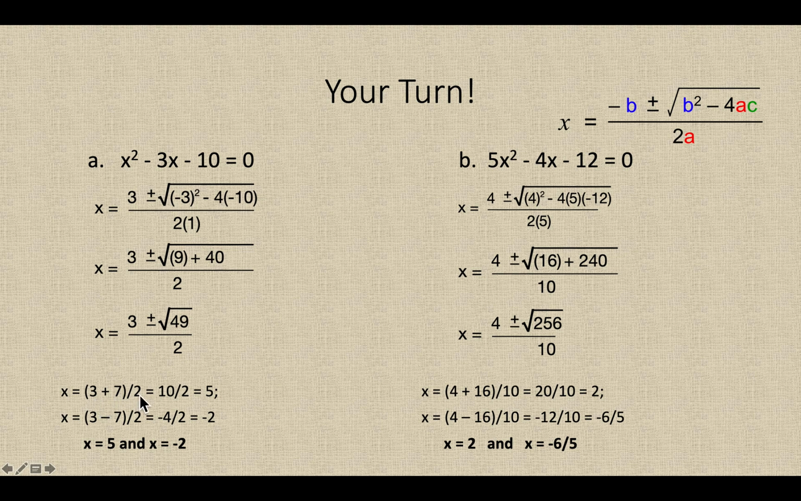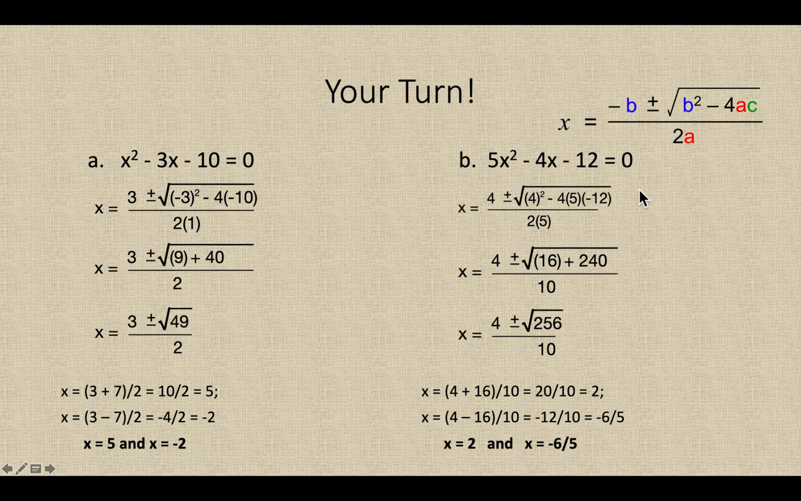3 plus 7 divided by 2 is 10 divided by 2, which is 5. And then 3 minus 7 divided by 2. So 3 minus 7 is negative 4, divided by 2 is negative 2. So our x values are 5 and negative 2.